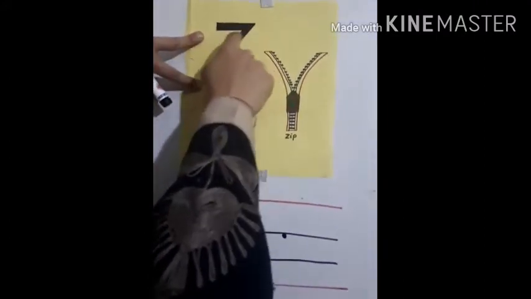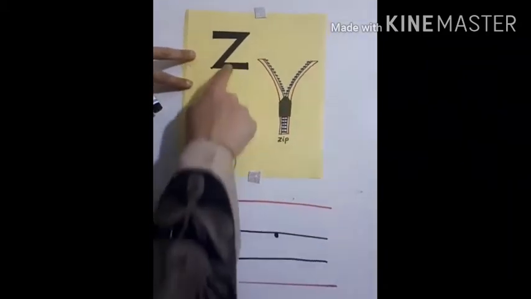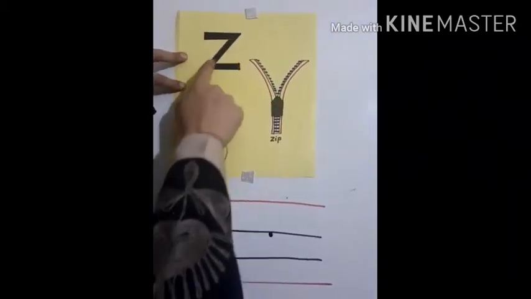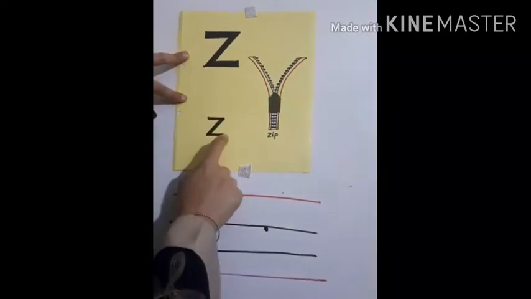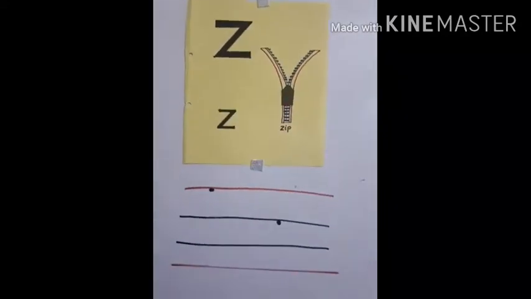Now as you can see here we have our last letter of the alphabet book. This is letter Z, capital Z, small z. Sound is z, zip. Capital Z, small z. Sound is z, zip. Now for formation, look at the board carefully.